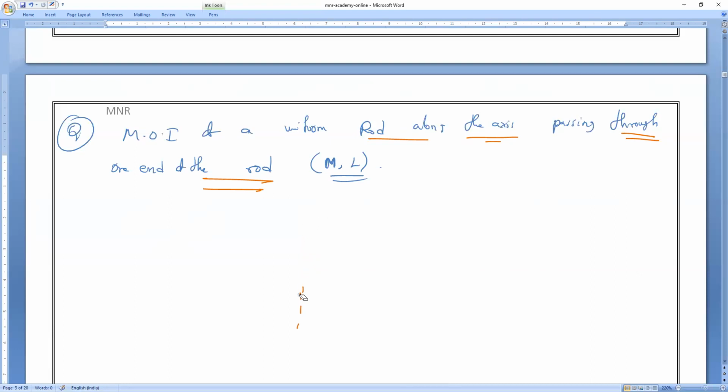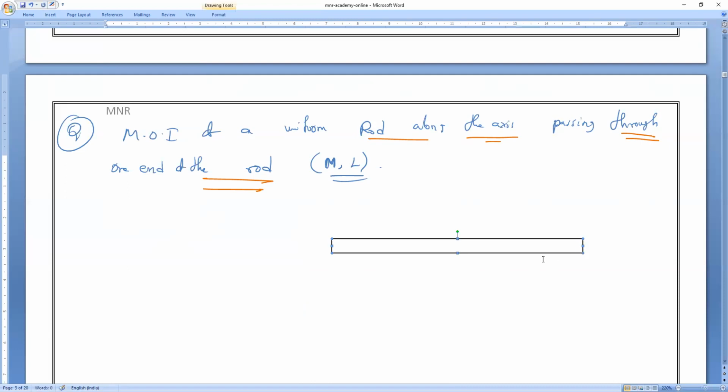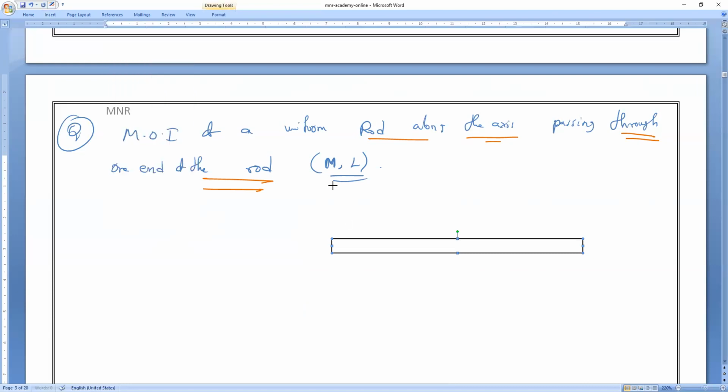One end means at the end of the rod. So let me take it. I will draw the rod, and let me consider this is the rod and the axis of rotation is passing where? Not the center. So where is it passing, guys? It is passing at the one end.